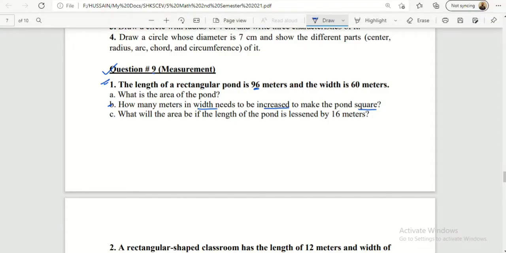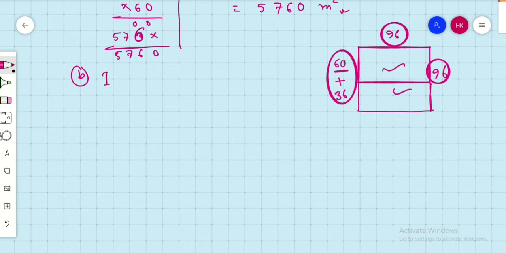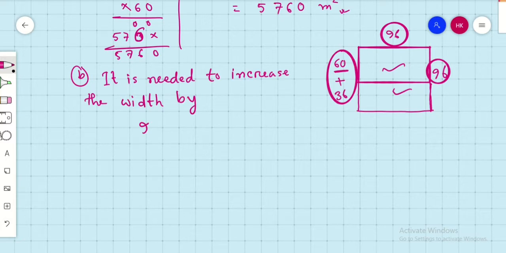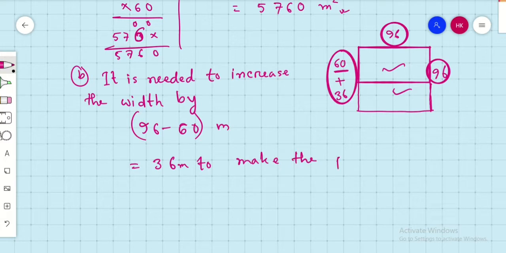How many meters in width needs to be increased? So it is needed to increase the width by 96 minus 60 meter equal to 36 meter to make the pond square.